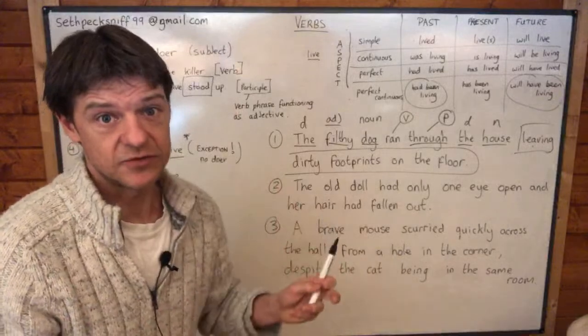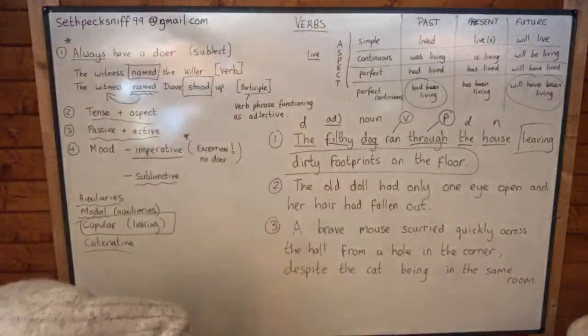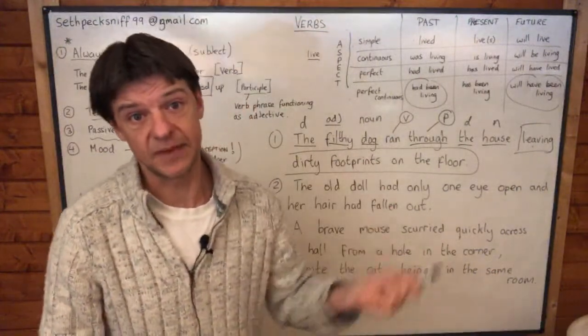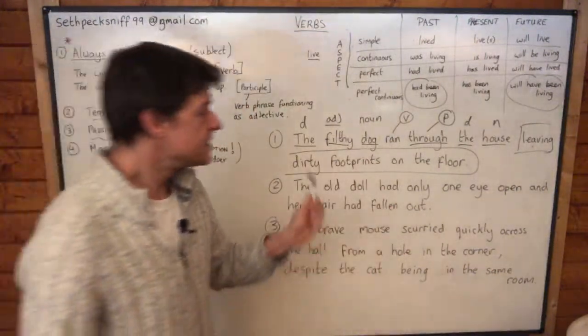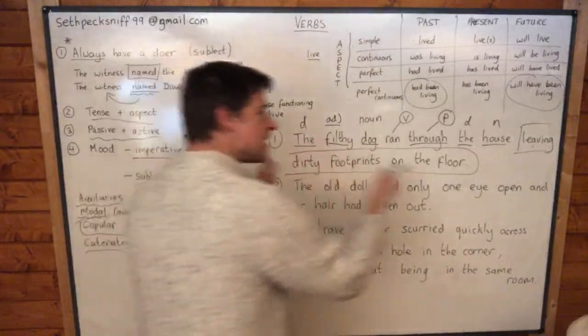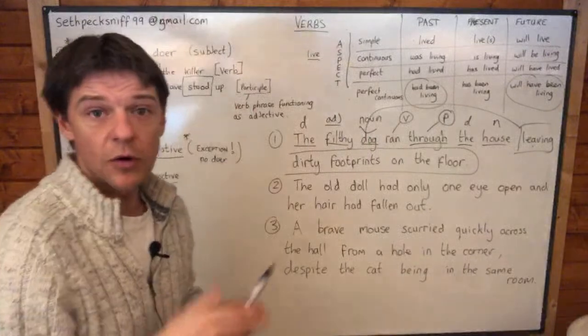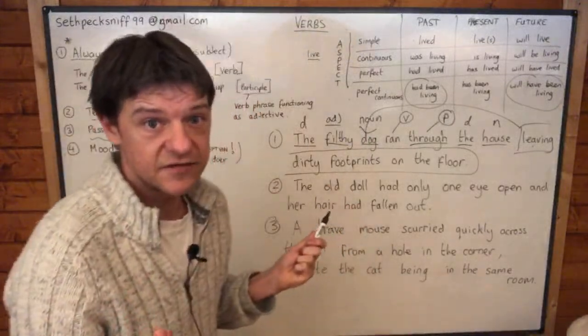It doesn't have a subject and a verb. If you want more information on phrases and clauses, it's all in here, and it's in lots of different lessons that I've made for YouTube as well. But this is a phrase, and it's a phrase that describes the dog. What was the dog doing? He was leaving dirty footprints on the floor.